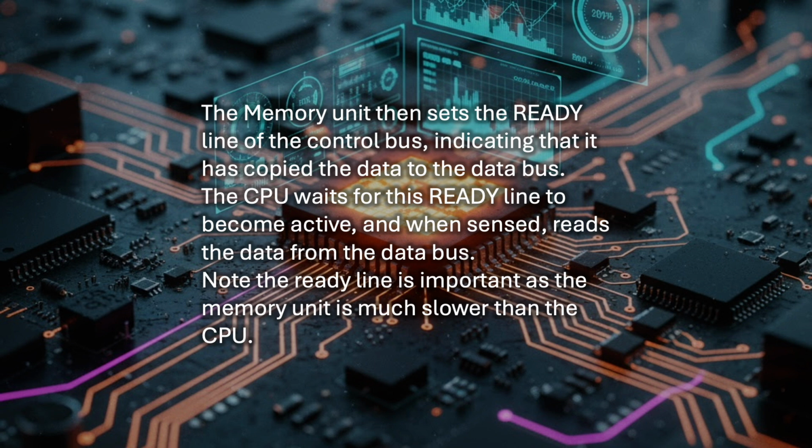The memory unit then sets the ready line of the control bus, indicating that it has copied the data to the data bus. The CPU waits for this ready line to become active, and when sensed, reads the data from the data bus. Note the ready line is important as the memory unit is much slower than the CPU.